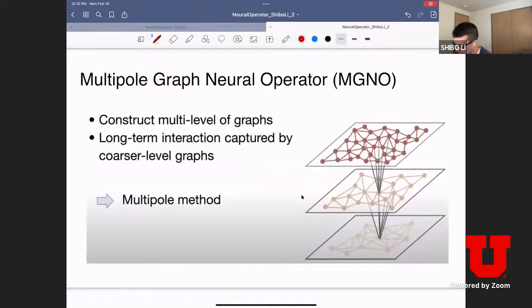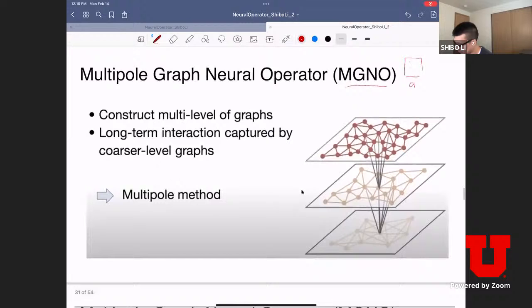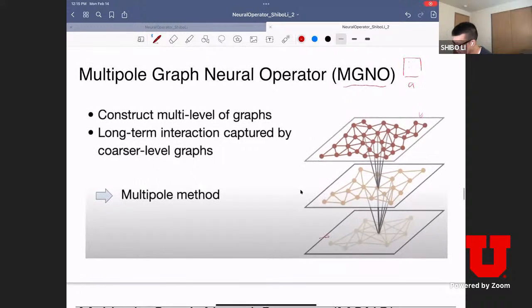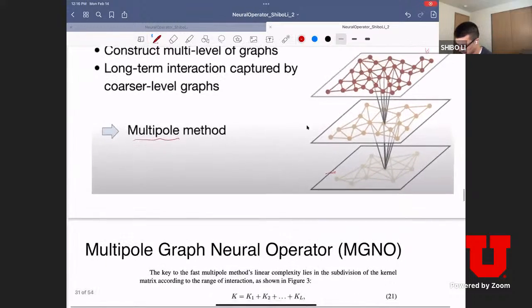In their MGNO paper, instead of sampling the given function a and constructing just one graph, we construct multiple graphs. Each graph is constructed by enforcing a different radius. So the finest graph can capture the short-range relationship in the spatial domain, and the coarse graph captures the long-range spatial relationship. They call this the multiple method. We will see that immediately.